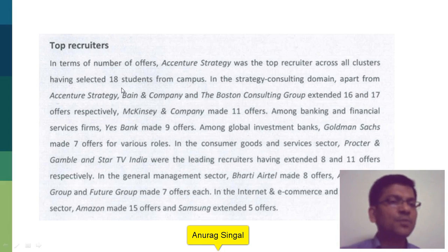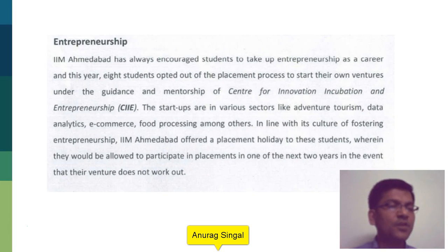Accenture takes 0 people in strategy from the CA fresher pool. Apart from Accenture, Bain and BCG take 16-17 people, McKinsey makes 11 offers, Yes Bank makes 9 offers, GS makes 7 offers. GS takes an MBA for the Bombay front end role. It takes a chartered accountant for the back office role in Bangalore. P&G, they'll take 1 or 2 chartered accountants every year. Here they take 8 only from IIM Ahmedabad.